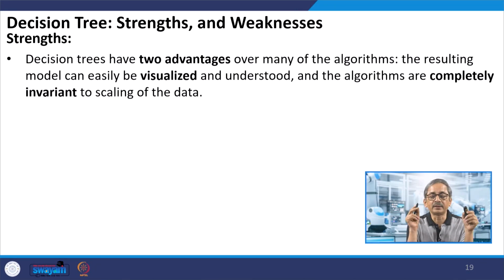So, let us look at the strengths and weaknesses of the decision tree. The decision tree has 2 advantages over many other algorithms, and that advantage is that we are able to visualize and understand the algorithm completely.